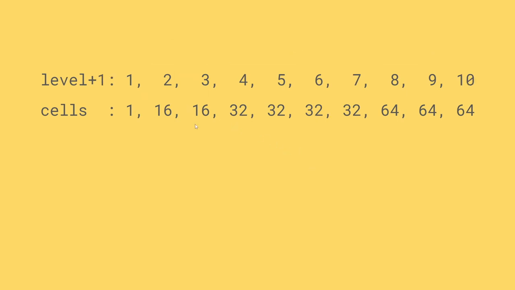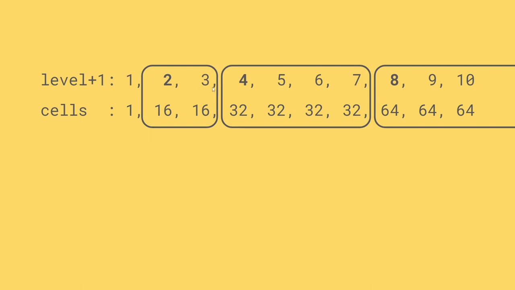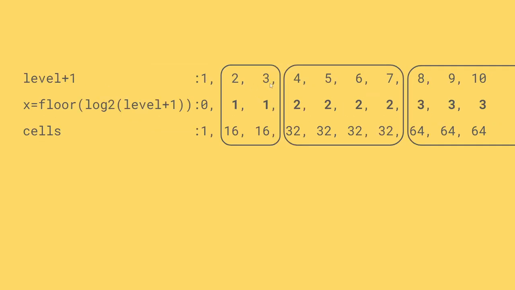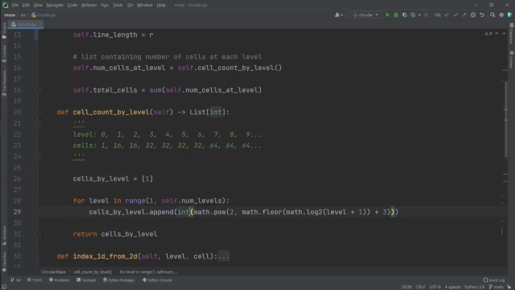In order to do that, let's add 1 to our level. And now you will notice that from 2 to just before the next power of 2, we want to map these numbers to 16. From 4 to just before the next power of 2, we want to map those numbers to 32. Take the log 2 of these numbers and we remove the decimal part. So we get 1 and 1 from 2 and 3. For 4 to 7, we get just 2. Now it is much easier to map 1 to 16 and 2 to 32. All we have to do is raise 2 to the power of this number plus 3. And this function does exactly that.